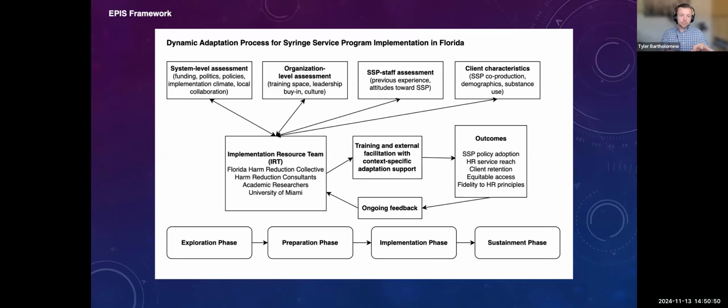So again, this is all just practice. This is implementation practice. We are doing this in real time. This is not implementation research.